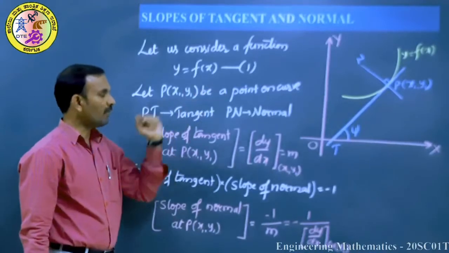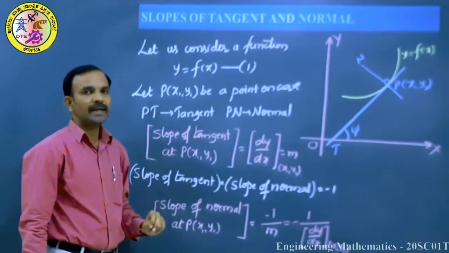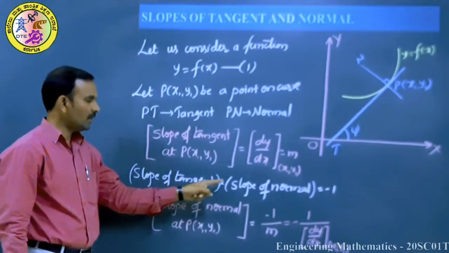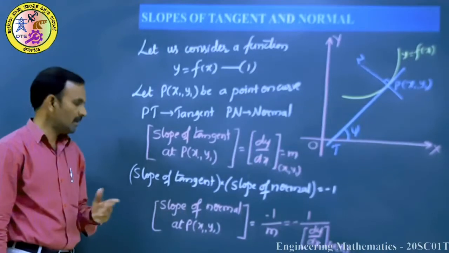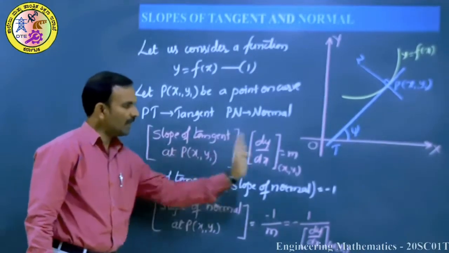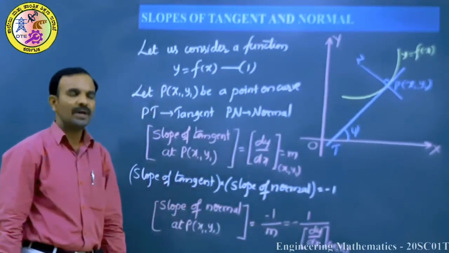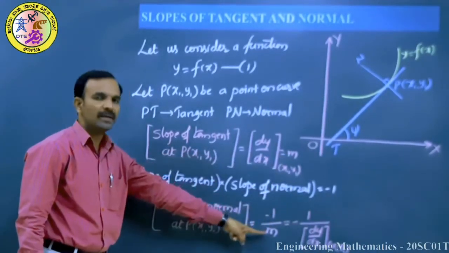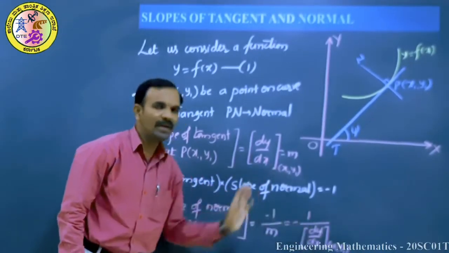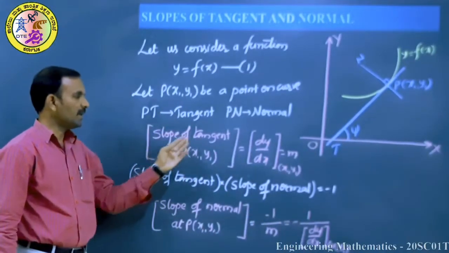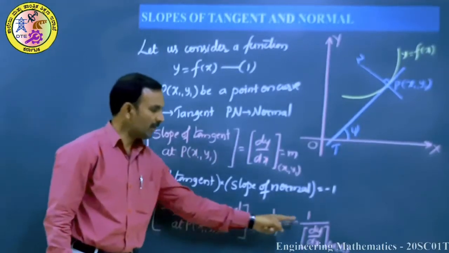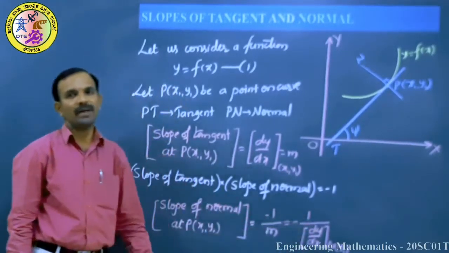And to find the slope of normal, since tangent and normal are perpendicular to each other, slope of tangent into slope of normal is equal to minus 1. That is, slope of normal is equal to minus 1 by slope of tangent. If the slope of tangent is taken as m, the slope of normal is minus 1 divided by m. The slope of tangent is dy by dx at (x1, y1), and the slope of normal is minus 1 divided by dy by dx at (x1, y1).